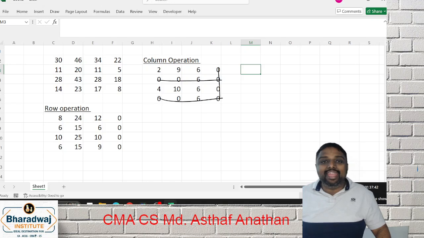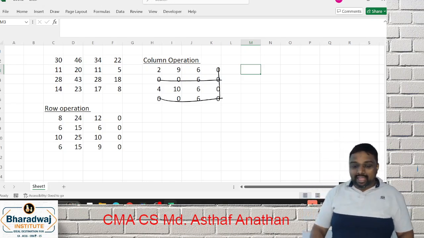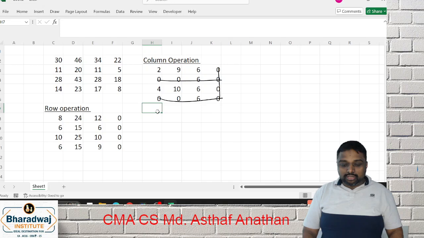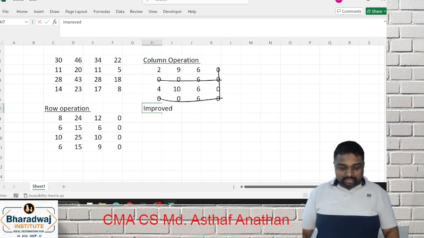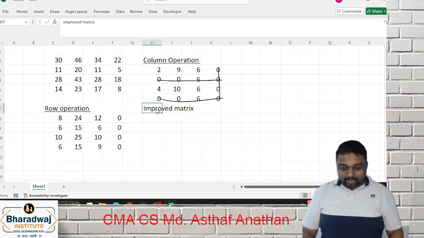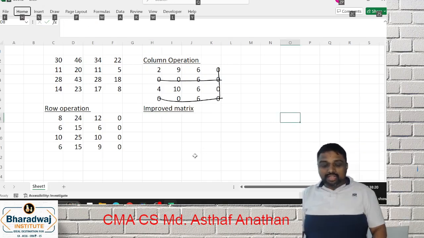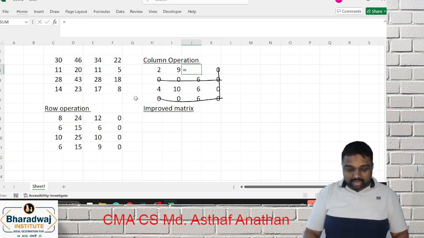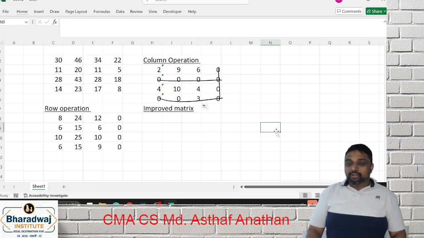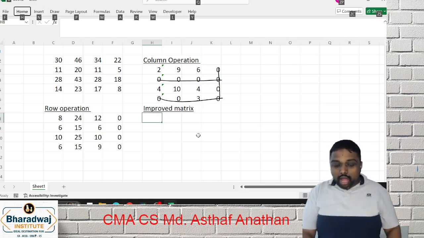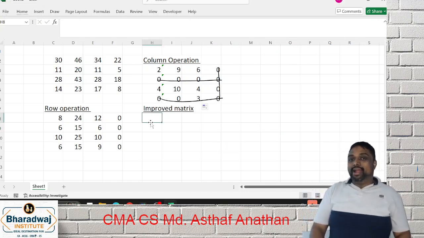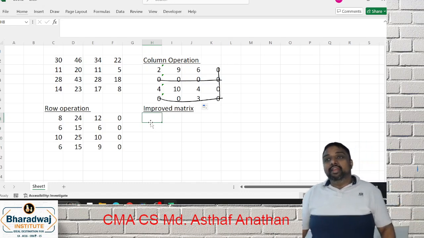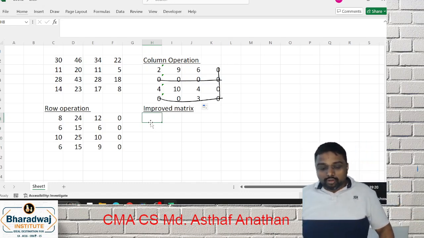That means optimality is not reached. Optimality not reached. Now we have to proceed with the improved matrix. Hope all of you are ready. Yes, friends. Before that, one small correction: 12 minus 6. We have to scroll down. The allocation, everything is the same, so we can just proceed. Now we go for the improved matrix. If you analyze here, there are only 3 lines. We need 4 rows and columns, so we go for the improved matrix.